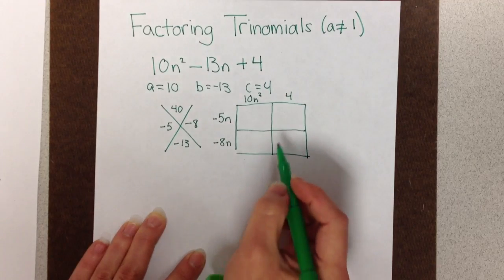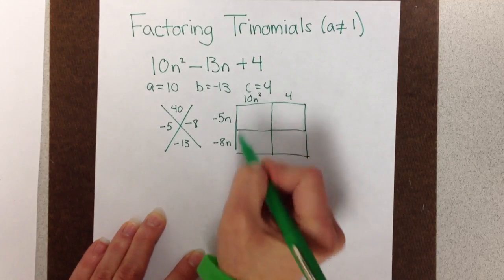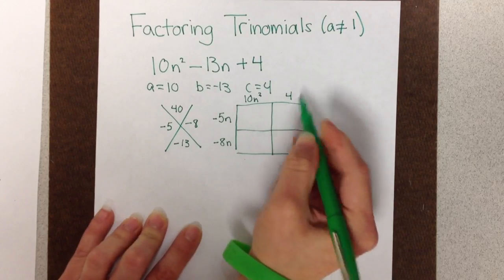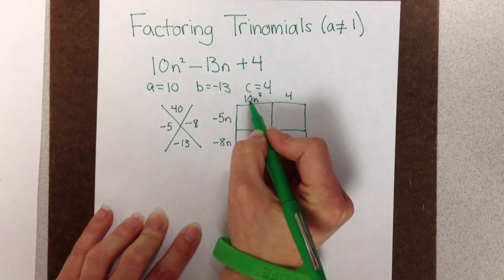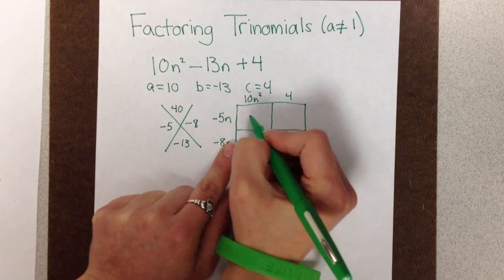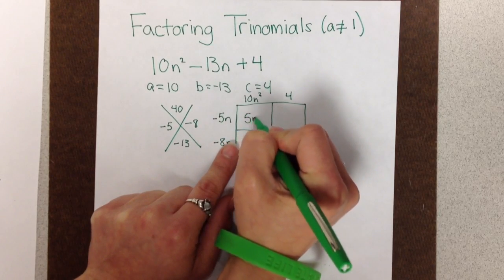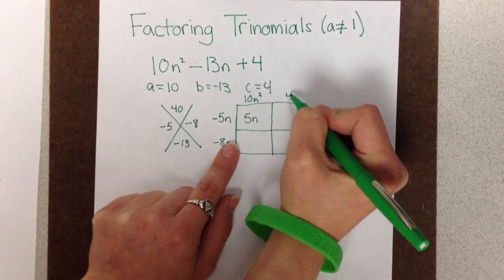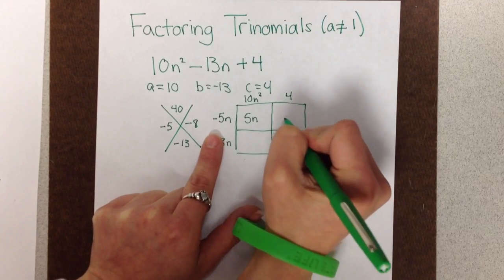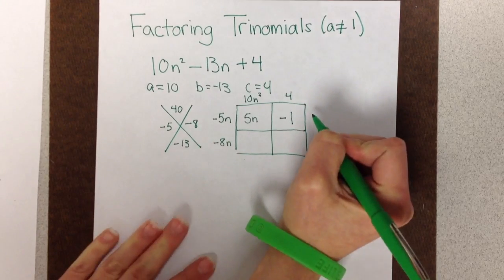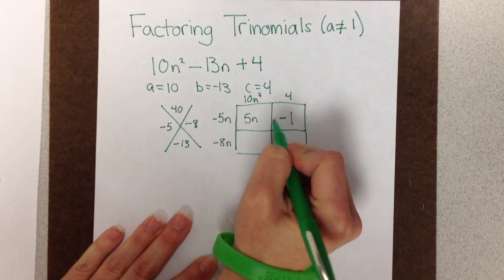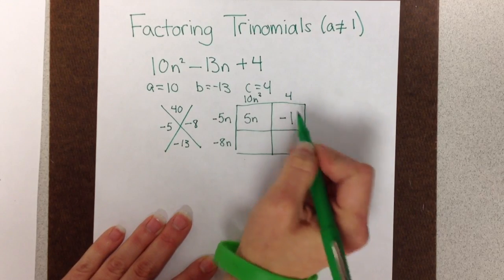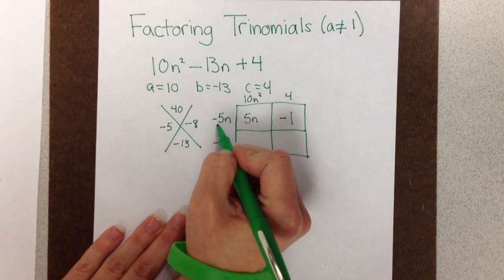Now we're going to find the greatest common factors using this greatest common factor box. What is the greatest common factor between 10n squared and negative 5n? Well, that's 5n. What is the greatest common factor between 4 and negative 5n? That's going to be negative 1. Remember, you always want to use the same sign in the second column as the sign of the term in front.